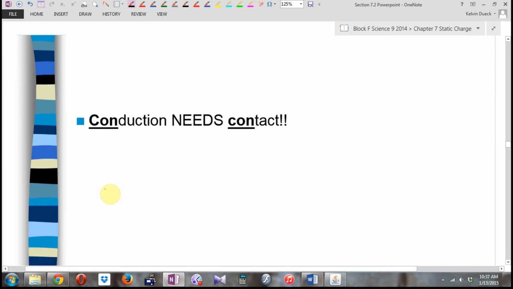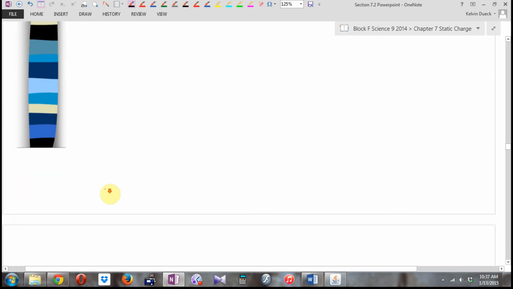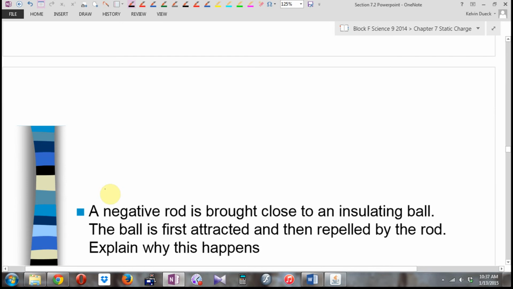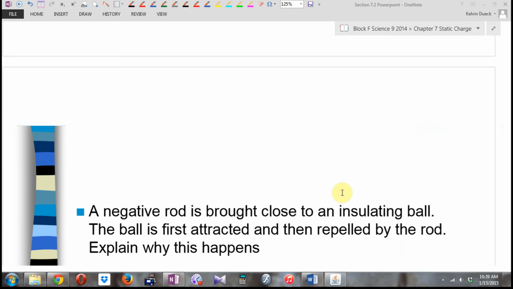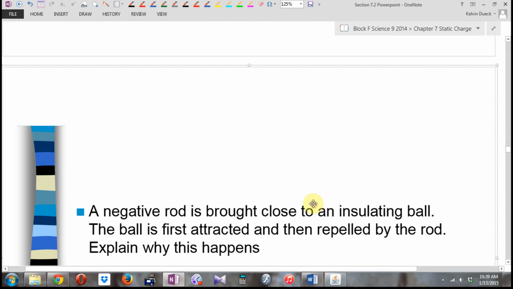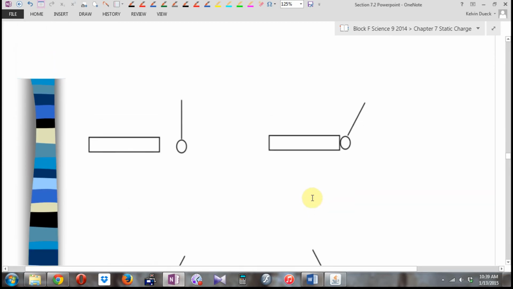And then I'm going to give you a situation here. It says this: a negative rod is brought close to an insulating ball. The ball is first attracted and then repelled by the rod. Really? Yep. In fact, this might make a nice test written question, drawing this picture. So here's the pictures that I have. There's the rod and there's the ball. This is my high-tech stick figure diagrams. This is about as good as I am on the graphics.